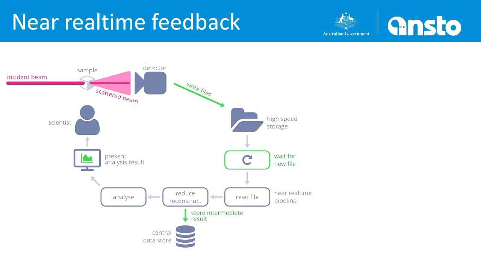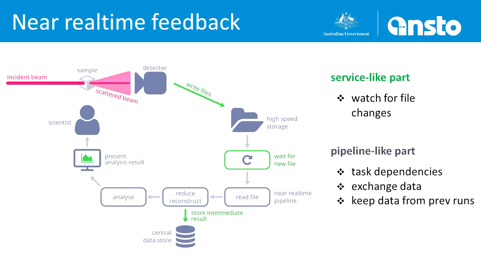So the scientist can then make an informed decision, maybe I have to change the parameters. And because you do it very often on a file-by-file level, you want to store intermediate results. For example, if you average over something, you have a rolling window of some sort, and so you want to have a central data store. If you look at that, you identify in that workflow a service-like part, the green bit that watches for the file changes, and a pipeline-like part, the row underneath. What we were looking for there were task dependencies. You can exchange data between tasks, and you can keep the data from previous runs.